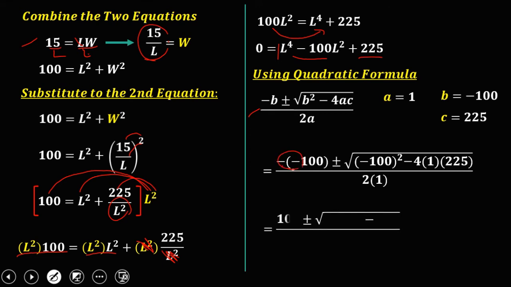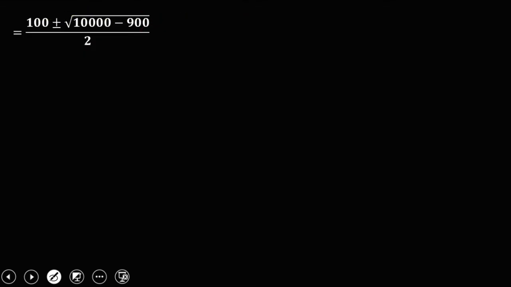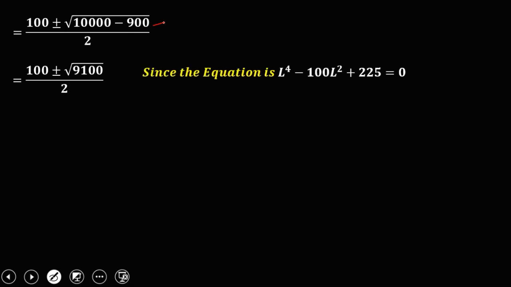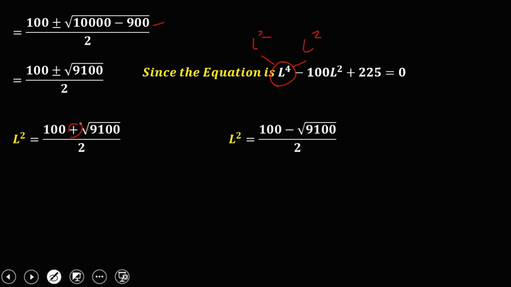Double negative, that's positive. And negative 100 squared, that's 10,000. Then negative 4 times 1 times 225, this one is 900, then over 2. Then 10,000 minus 900, that's 9,100. Now, since the equation is L to the power 4, the factors are L squared. So if we break this one, that's L squared equals 100 plus, and 100 minus the square root of 9,100, over 2. Then solve for L.